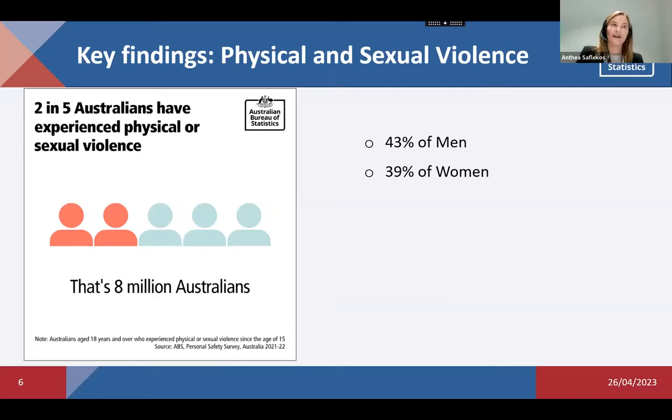Okay, so that's a bit of background to the two surveys. Now what I thought I would do is share with you some information about the most recent survey and the results. So we have 2 in 5 Australians have experienced physical or sexual violence. We can see that's about 43% of men and 39% of women. It's about the same for both men and women in terms of experiencing violence.